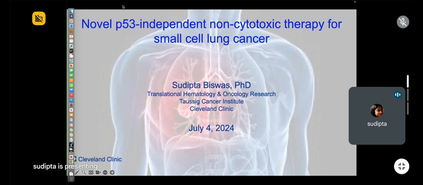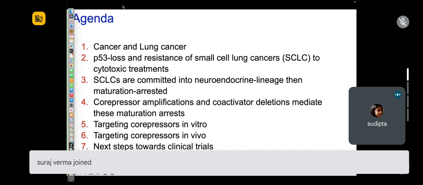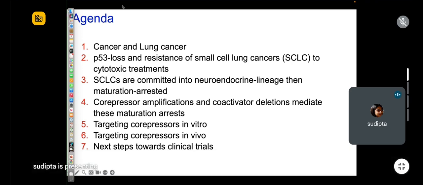The topic is a novel p53-independent, non-cytotoxic therapy for small cell lung cancer. So what I will be talking about today: I will talk a little bit about cancer and lung cancer, what they are and how important lung cancer is, and then p53 loss and resistance of small cell lung cancer to cytotoxic treatment. By that, what I mean to say is, our standard treatments like chemotherapy and radiation therapy are the cytotoxic treatments. That's what we are treating patients with right now.